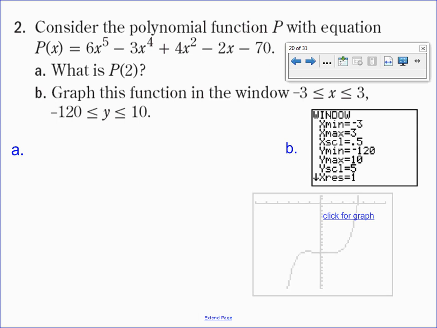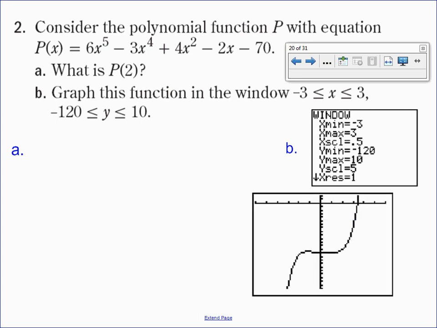Ready? There we go. And so here, at the end of the day, even though this window is crazy, negative 3 to 3, but look at negative 120 for my y's and 10 for my maxes. At the end of the day, it still behaves like a down-up, an odd power function, a disco end behavior.